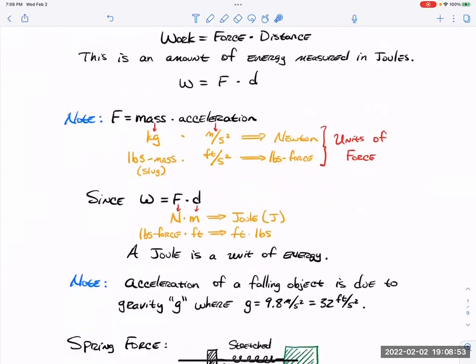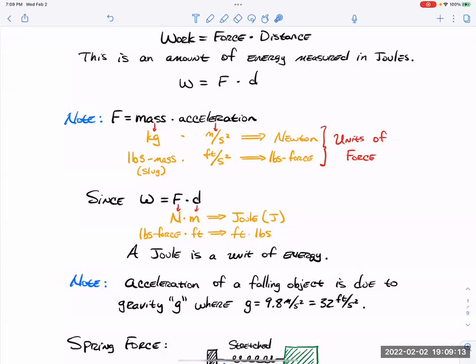So in the metric system, work will be defined as joules, and in the other units, American customary units, foot pounds, okay? And both these are units of energy, okay? Now, I'd give you acceleration if you don't know it. You don't have to memorize those, don't worry about that.